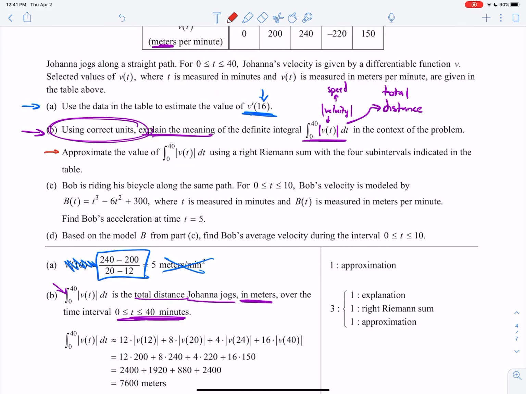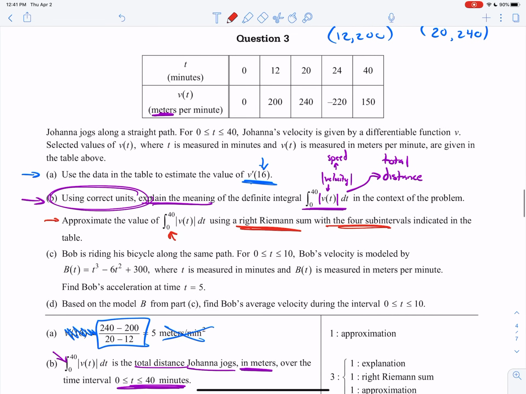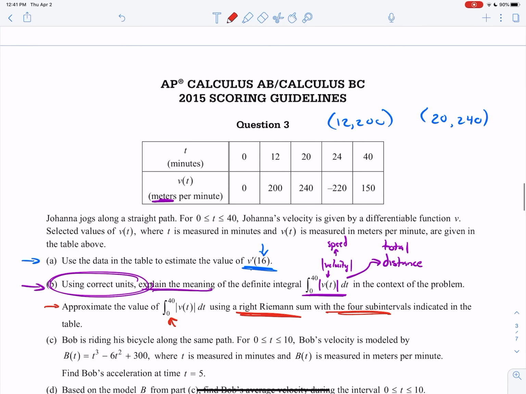Approximate the value using a right Riemann sum with 4 subintervals, okay? So if you look at the integral here, we're actually going from 0 to 40, so we're using the whole table. So basically, a right Riemann sum, here we go, is base times the height, we're going to use the right endpoint, plus base, in this case is 8, times the right endpoint, 240, plus 4 times.